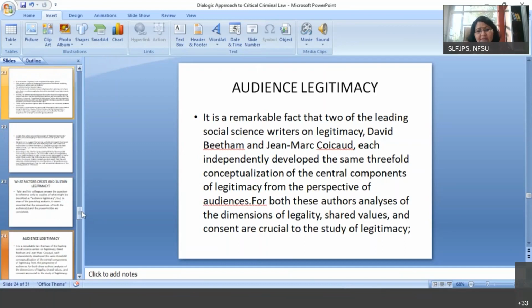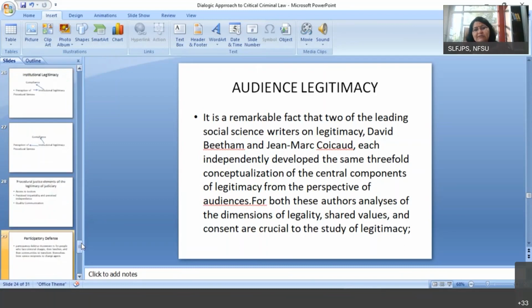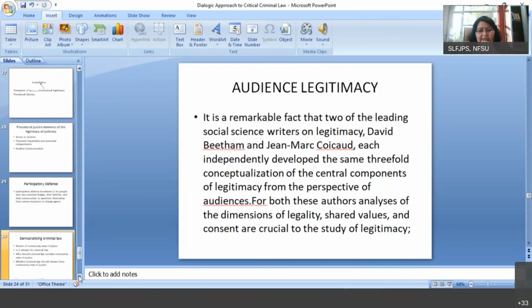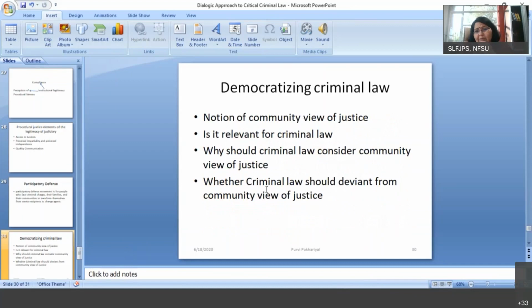This is very crucial when we are trying to understand the dialogical process in criminal justice administration. And lastly, when we talk about procedural fairness, legitimacy and the dialogical approach, what we are ultimately aiming at is to democratize criminal law. And how do we democratize criminal law? Only through the community view of justice.